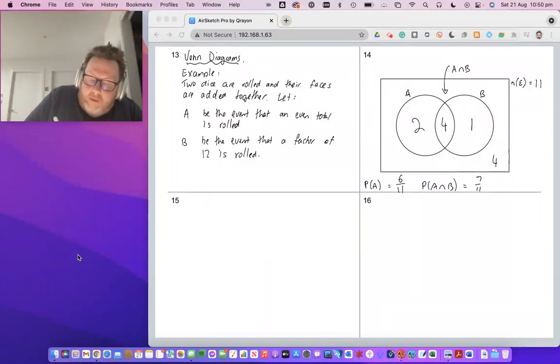Not quite as common, but it certainly is done, is this representation. So I'm going to go and draw another Venn diagram. Same example.